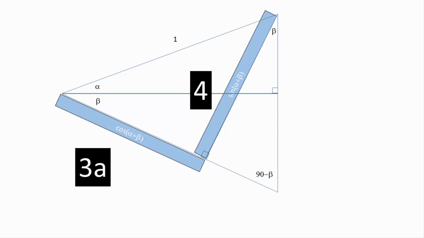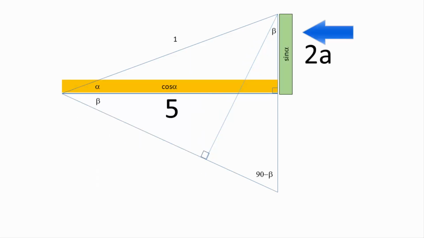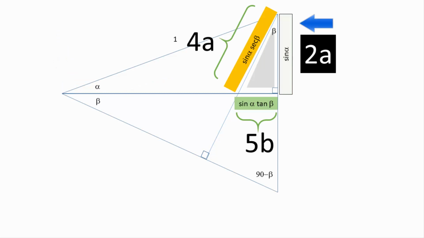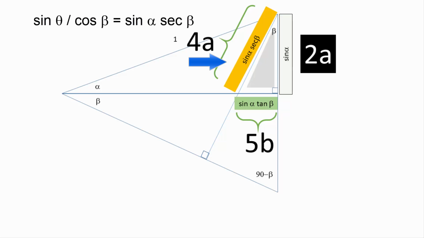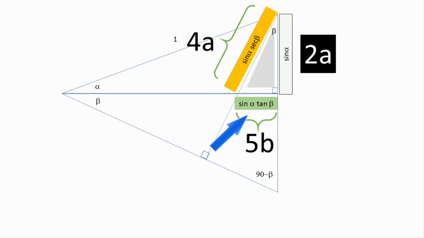Now, moving on to those values, we can see, because this is a right triangle with a hypotenuse of 1, that side 2a is simply sine of alpha, and side 5 is cosine of alpha. Building on that fact and working on the upper right-hand triangle, if 2a is sine of alpha, 4a would then be sine alpha divided by cosine beta, and of course dividing by cosine beta is the same as multiplying by secant beta. So 4a is sine alpha secant beta, and using that as the hypotenuse, we can see that 5b is just a side opposite an angle beta.